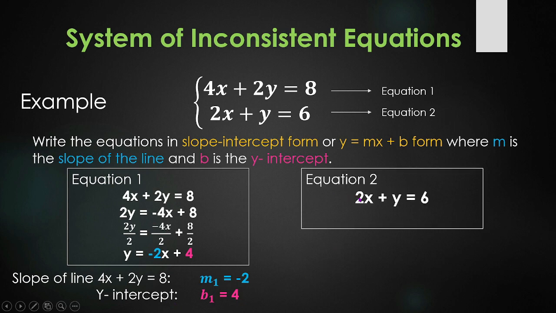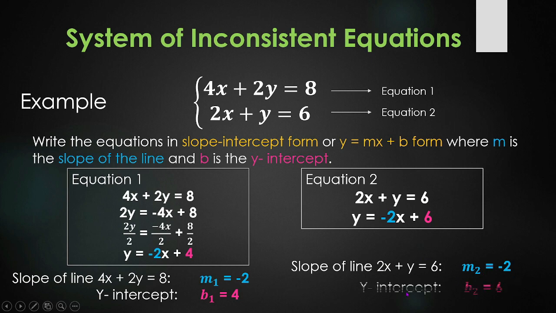Let's have the second equation. Equation 2 is 2x plus y equals 6. We retain y on the left side of the equation and we transpose 2x so it becomes negative 2x. We just copy 6. As you can see, it's already in the slope-intercept form. What is the slope of the line 2x plus y equals 6? The answer is negative 2. And the y-intercept is 6.